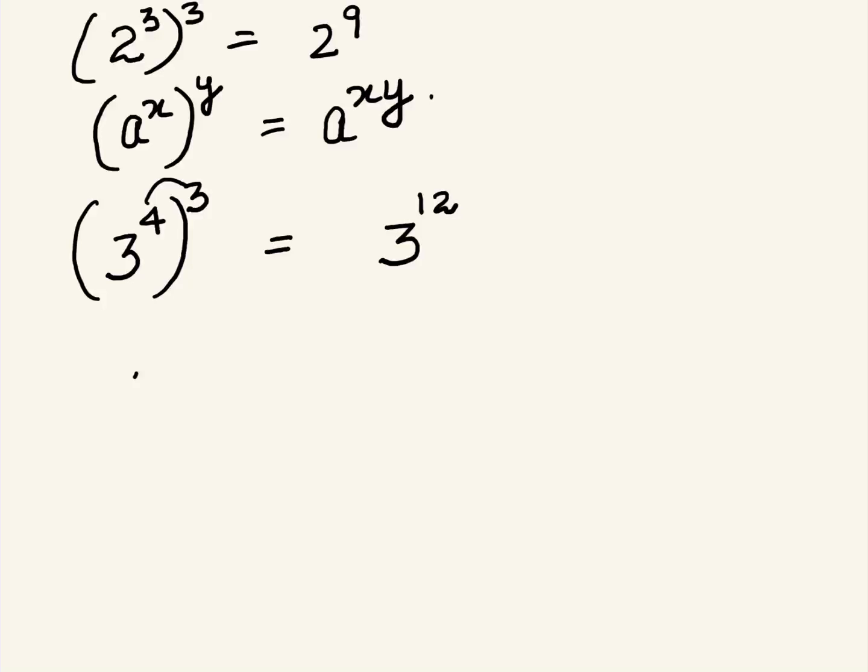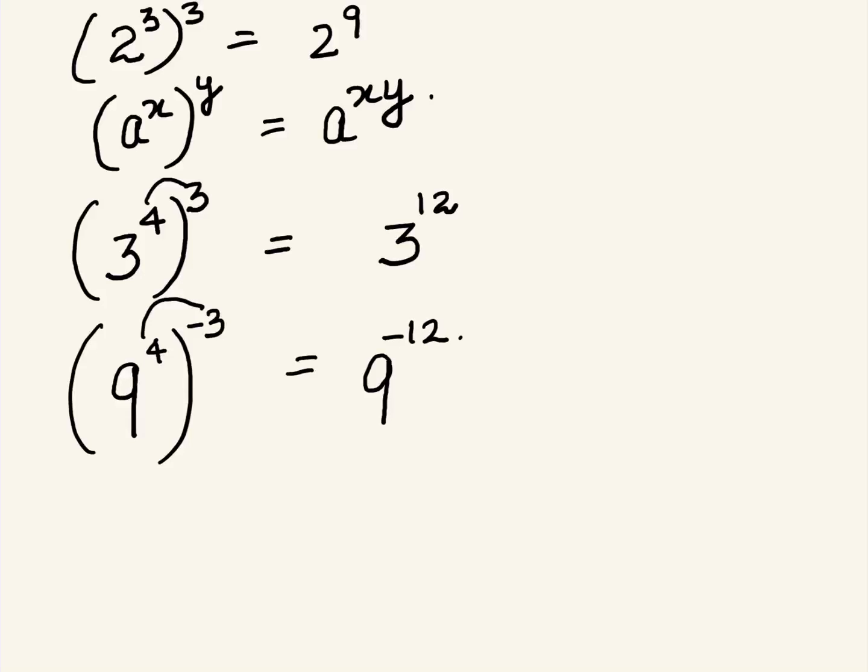Very good. Let's suppose I give you a question. 9 to the power of 4 to the power of minus 3. Oh my God, teacher, you're confusing. No, I'm not confusing you. Just apply the rule. 4 times minus 3 is minus 12. Oh my God, again a negative power. Is it possible? Yes, it is very much possible. That's what we are going to see next.